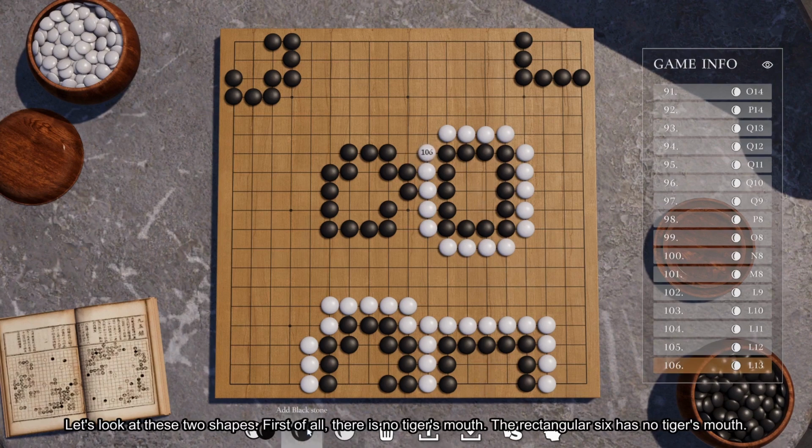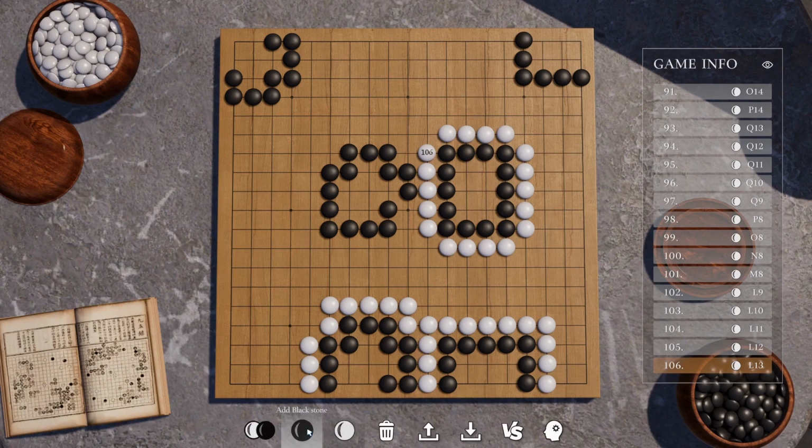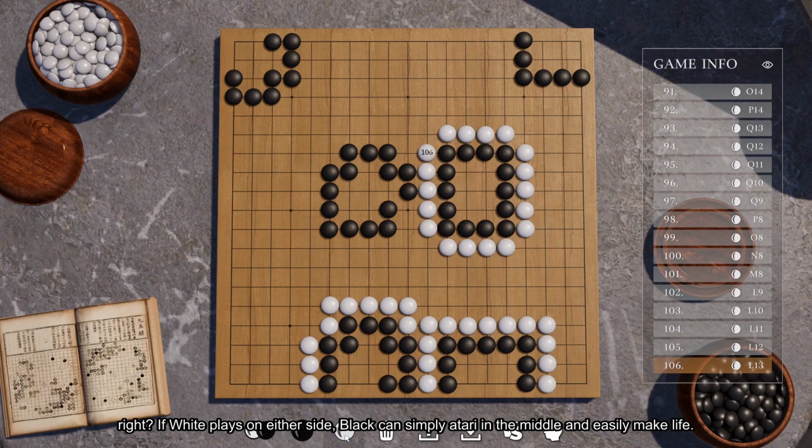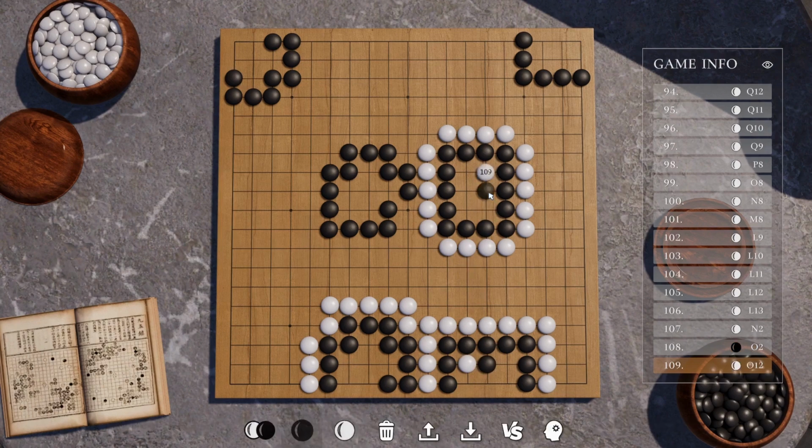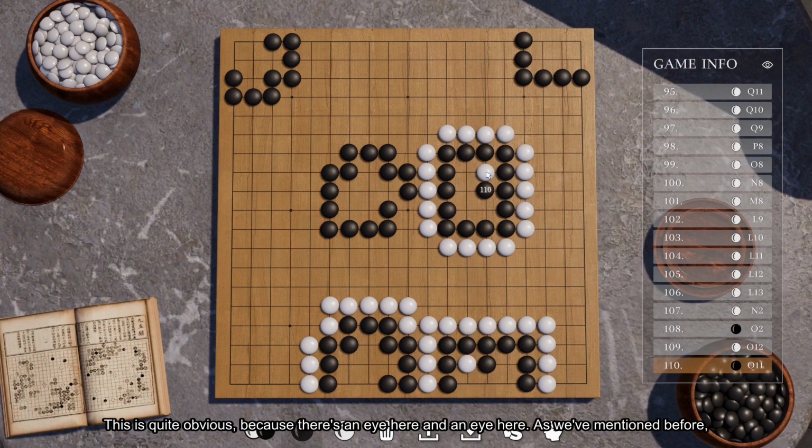First of all, there is no tiger's mouth. The rectangular 6 has no tiger's mouth. However, we know that usually when trying to capture, you need to play at the center point. Right? If white plays on either side, black can simply Atari in the middle and easily make life. This is quite obvious because there is an eye here and an eye here, as we've mentioned before. This shape is very similar to a twisted 4 with one extra space, right?